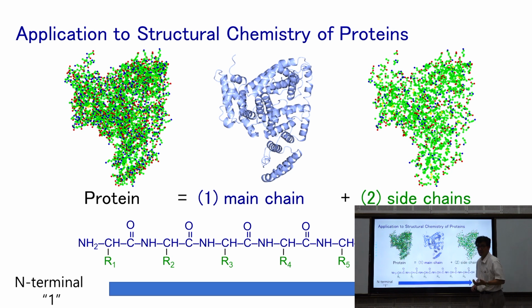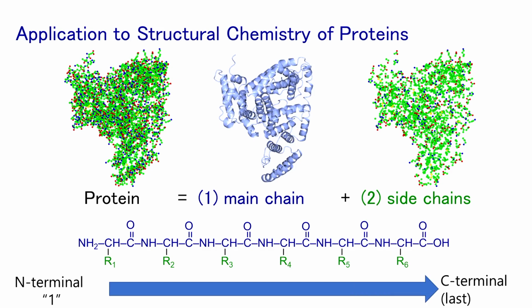So, in order to apply vibrational spectroscopy to huge molecules and biomolecules such as proteins, we need to consider a different approach. Typically, the convenient way is to separate the protein structure into two parts, main chain and side chains.